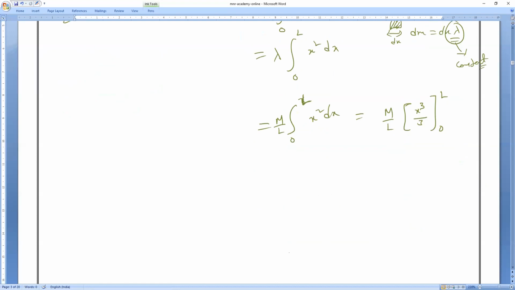So substitute it. What will happen? That equals m by L into, in place of x cube, I will substitute L, so it turns into L cube by 3 minus 0, which is 0 cube divided by 3. So that equals m by L into L cube by 3.